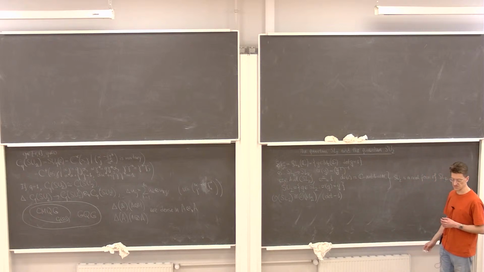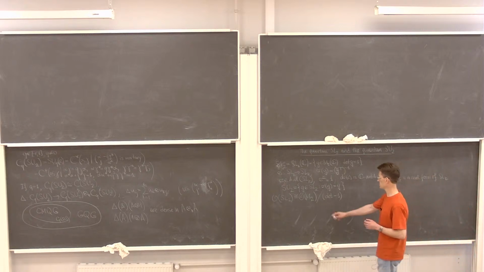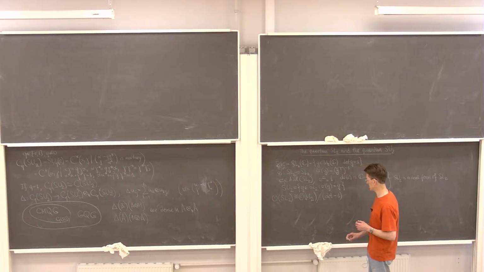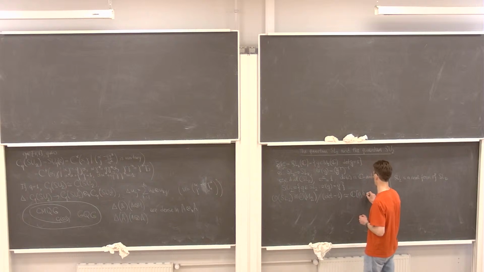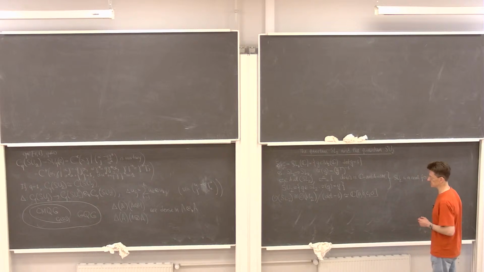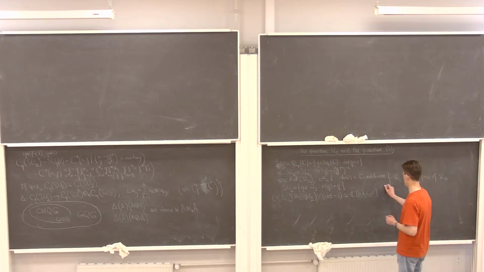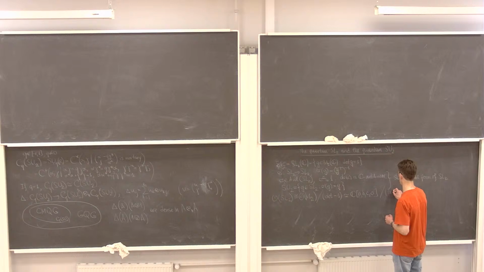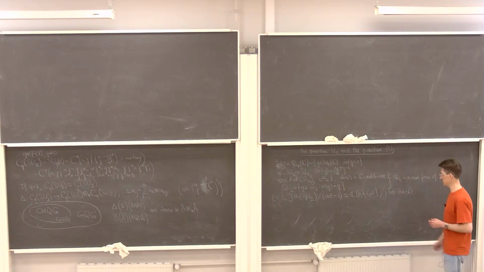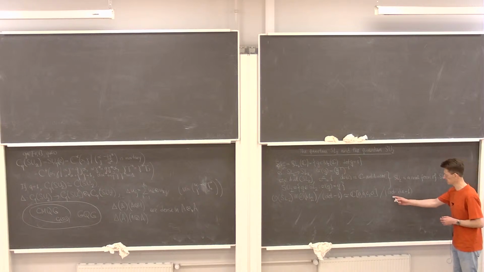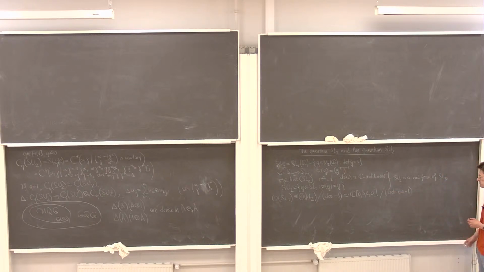Let's write this down in coordinates. So the algebra of regular functions on 2x2 matrices is just the polynomial algebra in 4 variables, A, B, C, and D. These are just the coordinate functions on 2x2 matrices. And the determinant is AD minus BC. So we quotient out the ideal generated by this element.